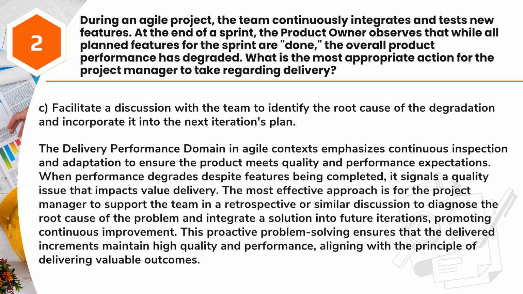Answer: C. Facilitate a discussion with the team to identify the root cause of the degradation and incorporate it into the next iteration's plan. The delivery performance domain in Agile contexts emphasizes continuous inspection and adaptation to ensure the product meets quality and performance expectations. When performance degrades despite features being completed, it signals a quality issue that impacts value delivery.